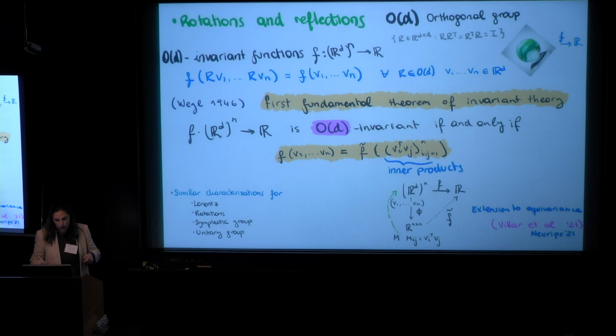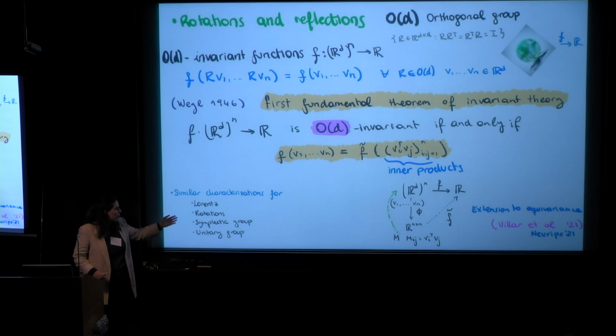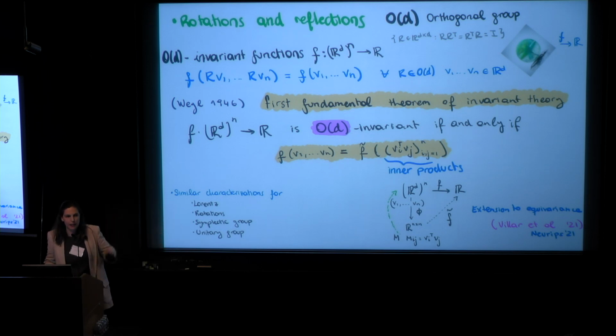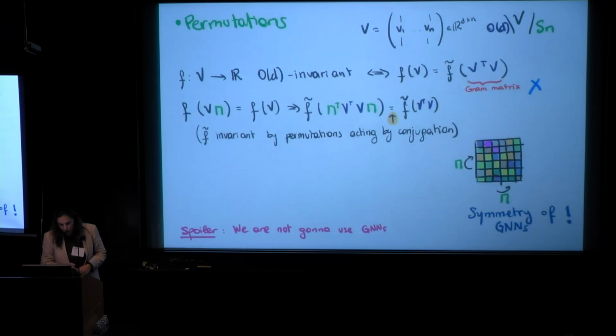You have the inner products, but you can use the same theory to characterize invariant functions with respect to other simple Lie groups, like the Lorentz group or rotations, etc. And you can extend this to write the equivariant functions, but that's not what I'm going to talk about today. After we figured out the orthogonal transformations and the translations, now we have to look at the permutations of the points.